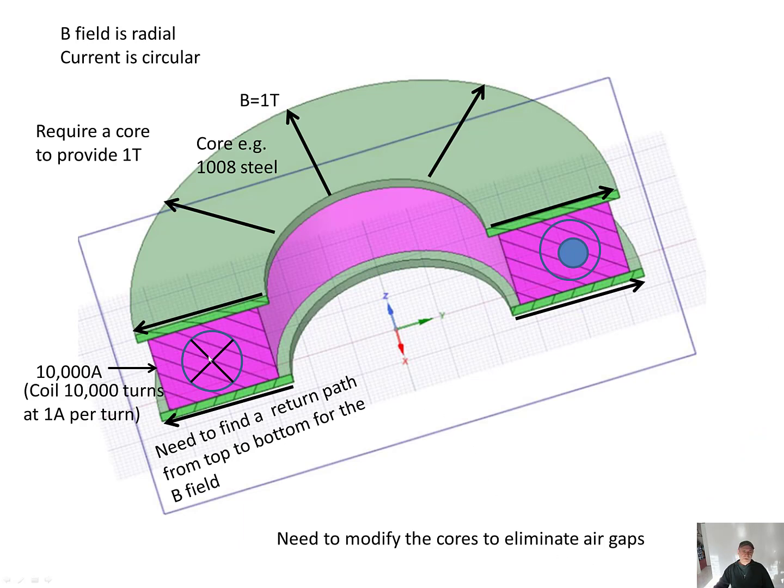So we have the coil in the middle with the circumference of 1 meter, and we want the B field to be radial. And also we don't want any air gaps on the B field. So we want also to be able to produce 1 Tesla. So the B field is radial, the current is circular, and we require a core to provide 1 Tesla. The coil is 10,000 amps. Coil is 10,000 turns at 1 amp per turn. Need to find a return path from top to bottom for the B field. Need to modify the cores to eliminate the air gaps.